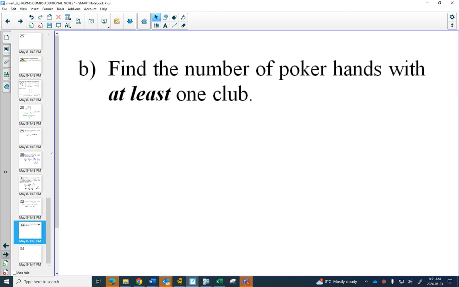So, here are the 3 right ways to do this question. Find the number of poker hands with at least 3 clubs. Well, since I already have my clubs taken out, there's 13 of them, and I want at least 1 club, I go to those 13 cards and I choose 1. Then I have at least 1 club.